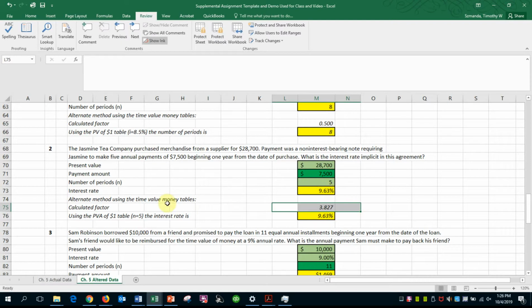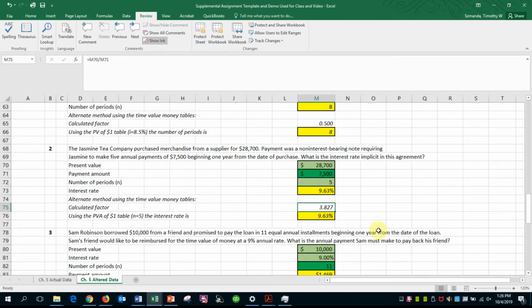Here, though, you're going to need to use the present value of an annuity table because this is an annuity. This is a regular payment. So if you go to the PVA, present value of annuity of 1 table, you know your n is 5. So go to row 5. Once you're in row 5, then scroll over to the right and stop when you get a factor of 3.827, and you'd find that you would have an interest rate of 9.63.